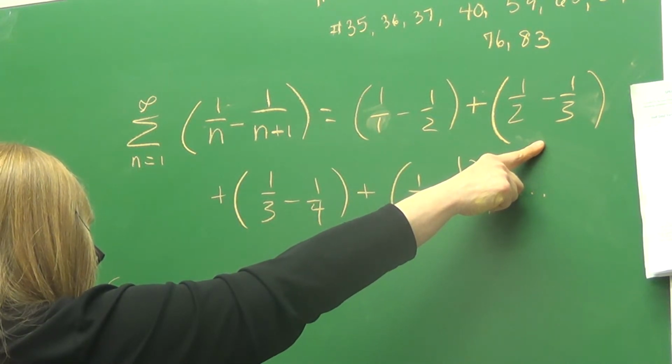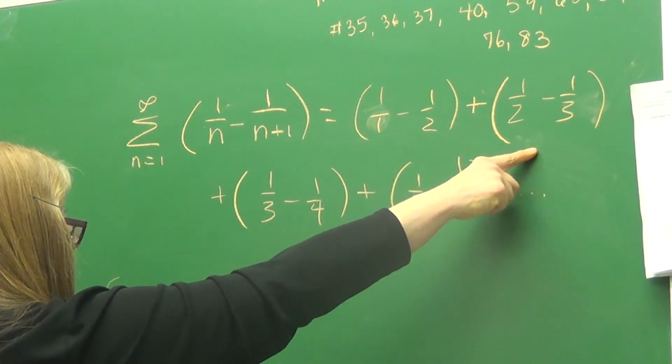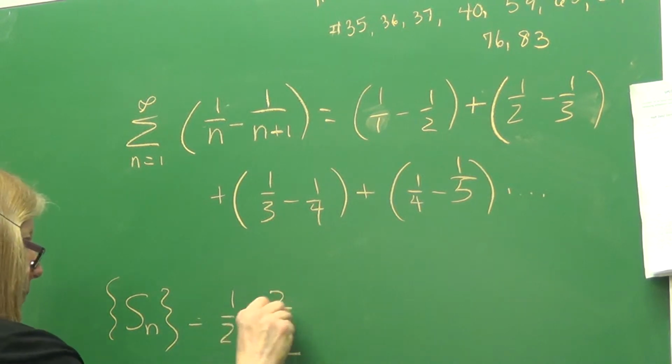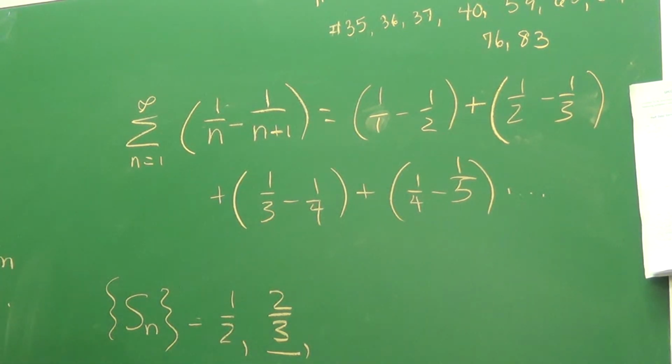1/6. So 1/6 plus 1/2 will give us, with a common denominator of 6, 2/3. Okay. All right, Morgan, you're up.